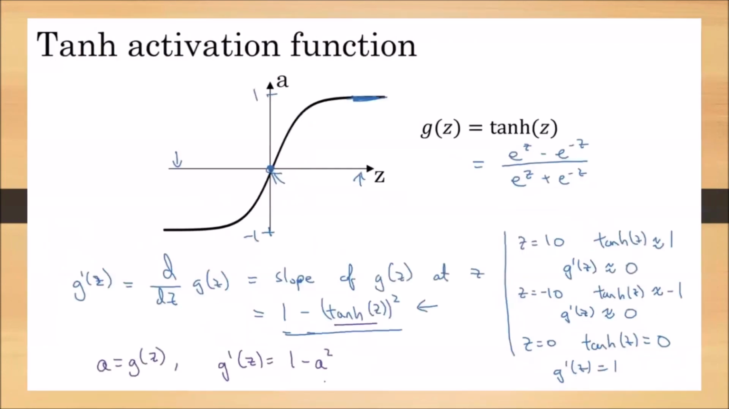Now we have taken the tan h, the hyperbolic function. For this hyperbolic function also, it is becoming constant. Now we are taking the same 10 and minus 10. We have observed for 10 and minus 10, the differentiation is becoming 0. At z equal to 0, this curve has some slope. That slope we have obtained as 1.